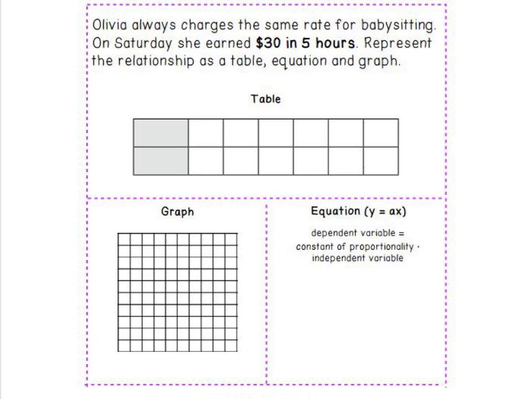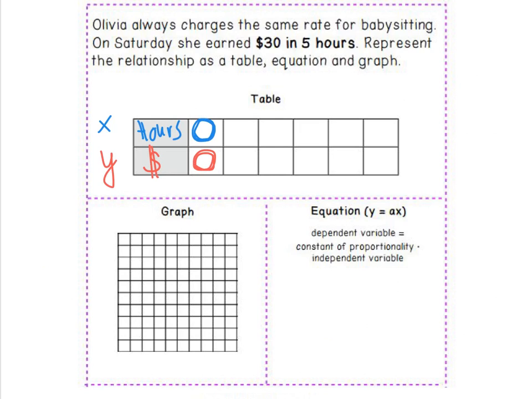So when we make our table, we want the top to be our IV, or our x value, and we want the bottom to be our DV, or our y value. So our x value is the number of hours she worked, and the y value is how much money she makes. So if she works 0 hours, and we always want to start our tables at 0, she's going to make $0.